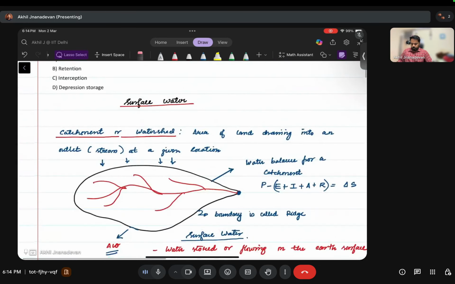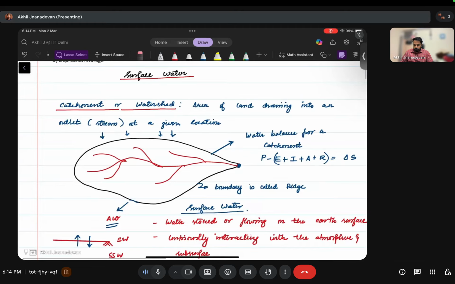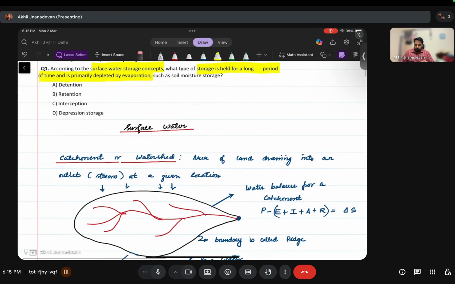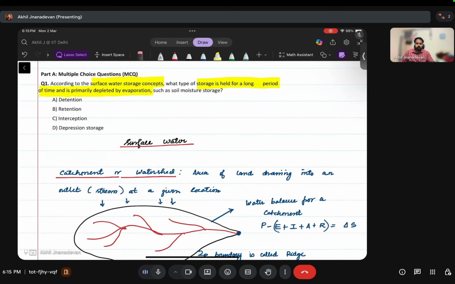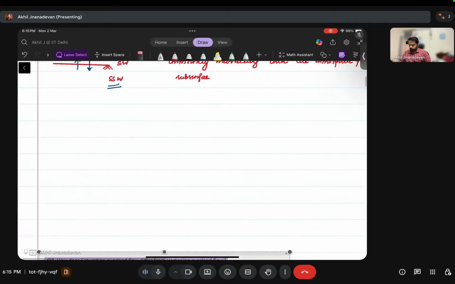So now we can come to the question. You know what is surface water and what is a catchment, that is clear to you. Now we can see how surface water is, as we saw in the definition, the component of the water that is getting stored and also flowing on the earth's surface. That is called surface water, right? So what are the different types of water storage on the surface? That we'll be seeing here.